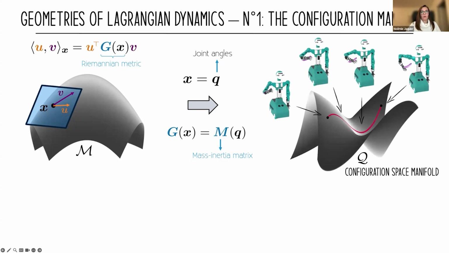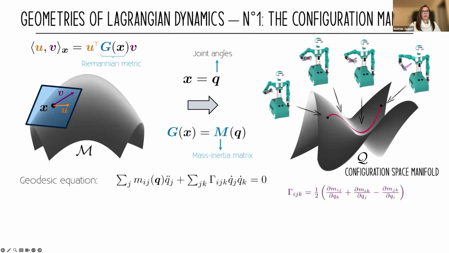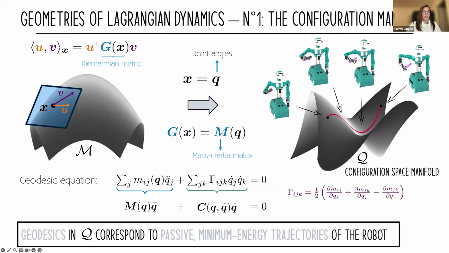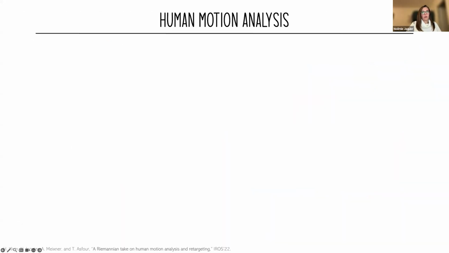Now what is interesting is to have a look at what the shortest paths on this manifold are. So what are the geodesics? Basically they follow this equation, which again, you recognize as the classical dynamic equation of motion, without potential and without external force. So this means that shortest paths on the manifold, so geodesics, correspond to passive minimum energy trajectories of the robot at hand. So now we would like to use that fact to analyze human motions.